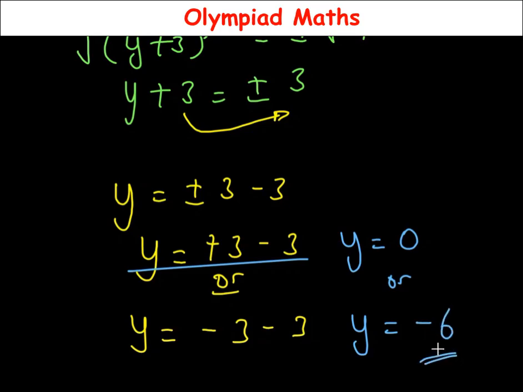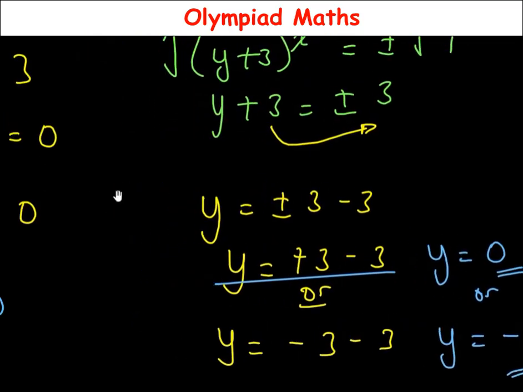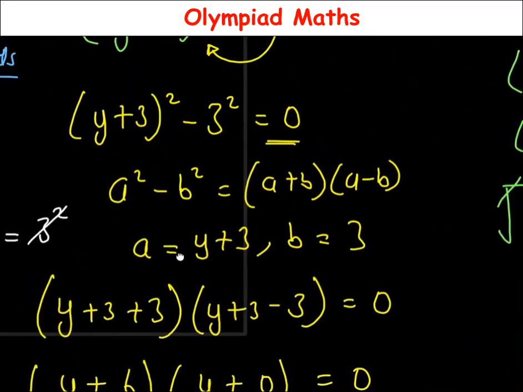So as you can see, the value of y is the same. We got 0 as y, and then the second one, y is equal to minus 6. So with this, these are the different methods by which you can solve this question.